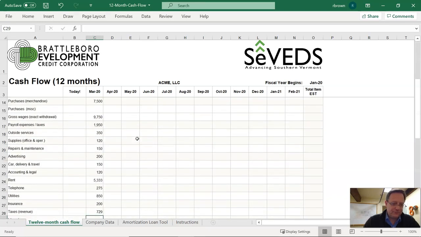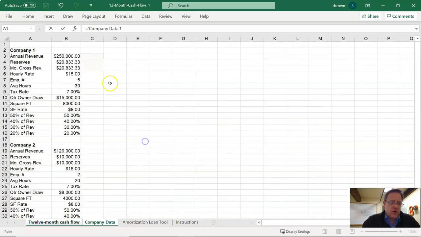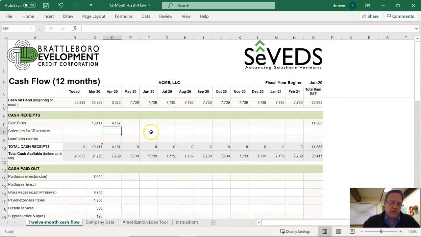Okay, so here we have the beginning of April, and we've got now $3,573 cash on hand. Well, we're going to do a projection and go conservative that the revenues are going to take a greater hit. So we're going to say 20% of typical revenue. Purchases, we knew that there was an impact, so it's really down to about $3,000.